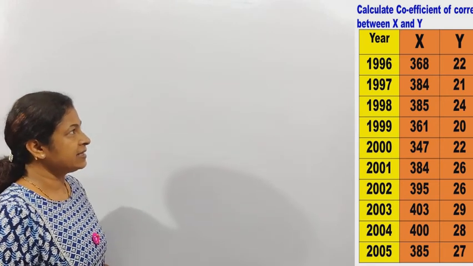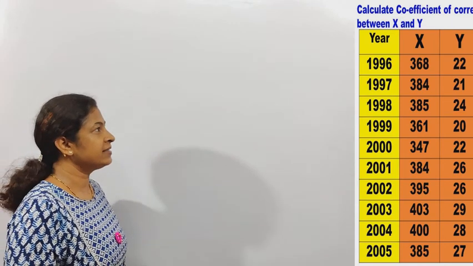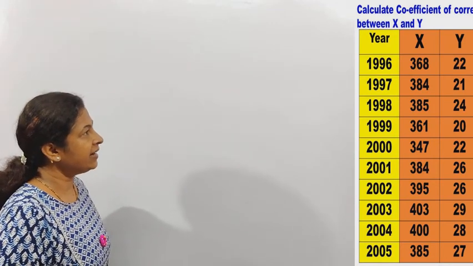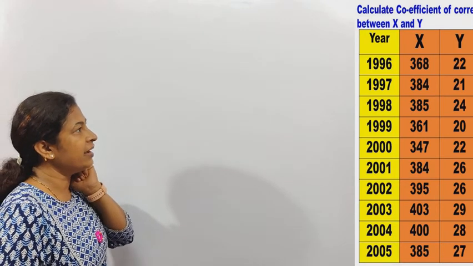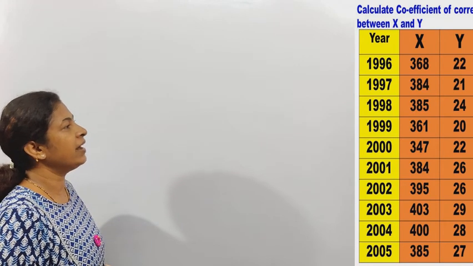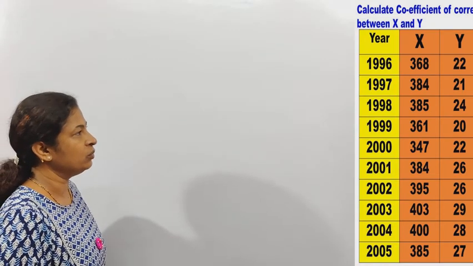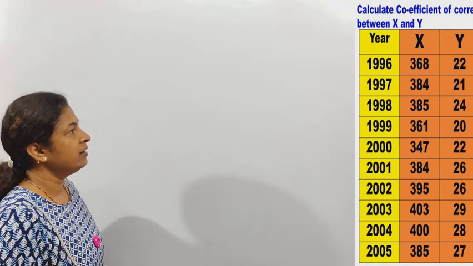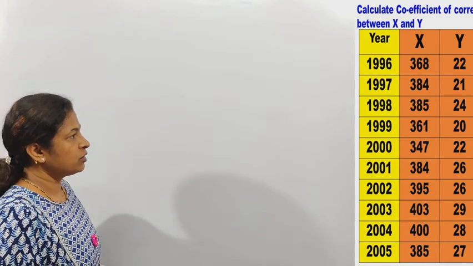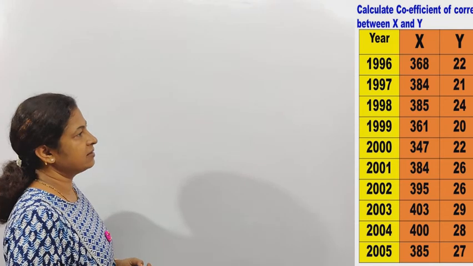During 1996, x value 368, y value 22. During 97, x 384, y 21. 98, x value 385, y 24. During 99, x value 361, y 20. During 2000, x value 347, y 22. During 2001, x value 384, y value 26. During 2002, x value 395, y value 26.